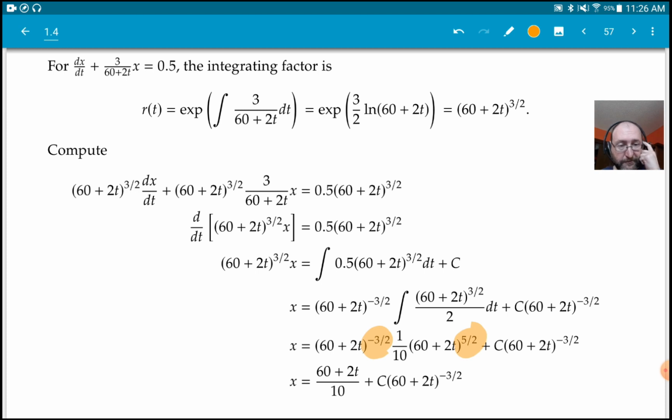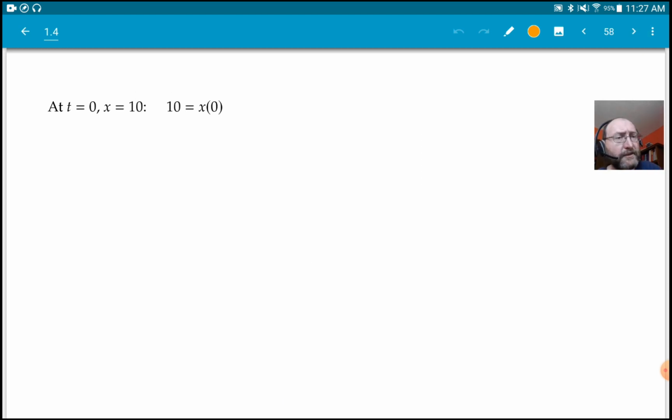When you add it to 5/2, it just becomes 1, so we just have the first power here. That's the over 10, and this thing didn't change. So this is the solution, the general solution. Okay, so we have the general solution.